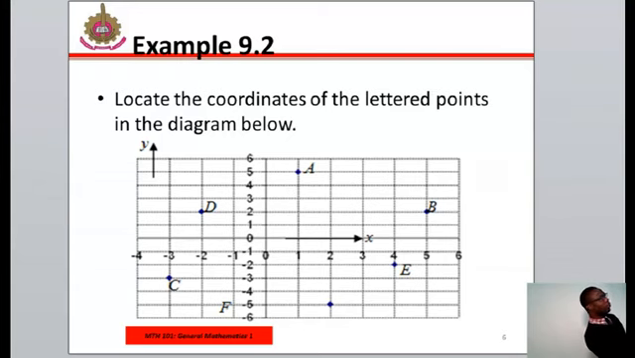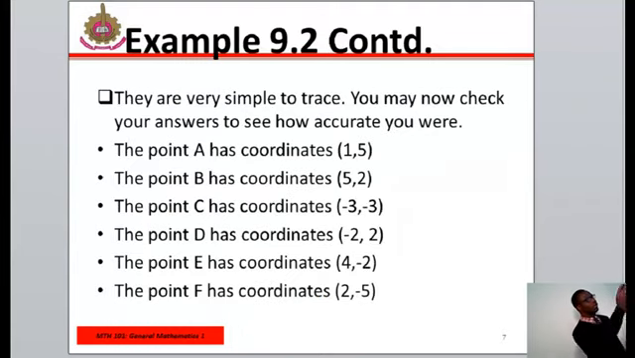Now for B, it is (5, 2). For C, it is (-3, -3). For D, it is (-2, 2). For E, it is (4, -2). And for F, it is (-1, -5). I hope you got that correctly. Now, like I said, A is (1, 5), B is (5, 2), C is (-3, -3).